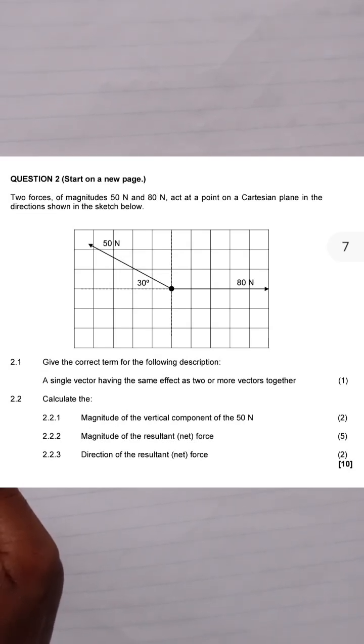Today we are going to do grade 11 question paper physics. We are only going to do question 2 because it consists of vectors.